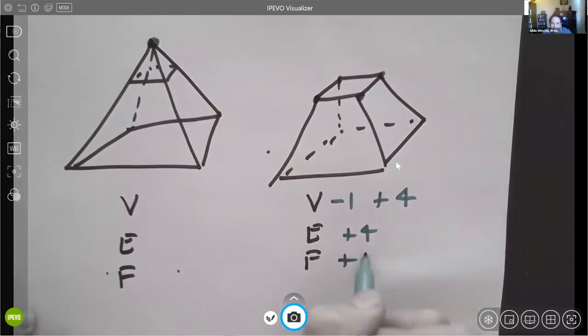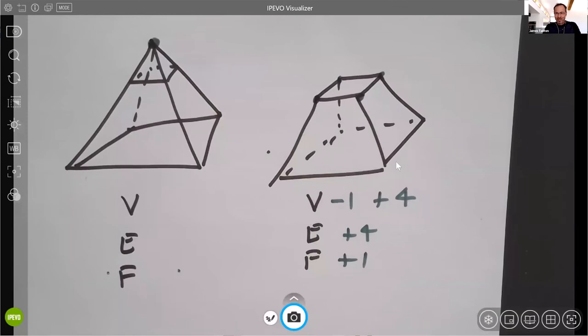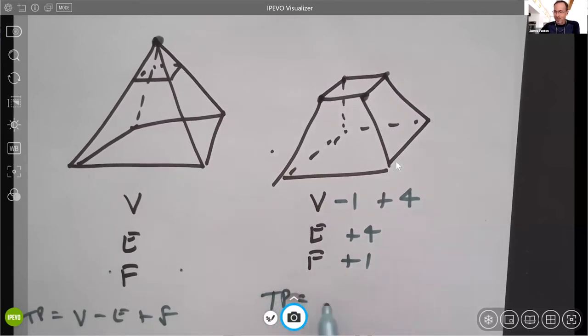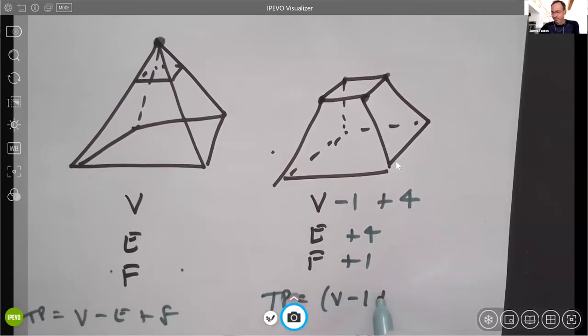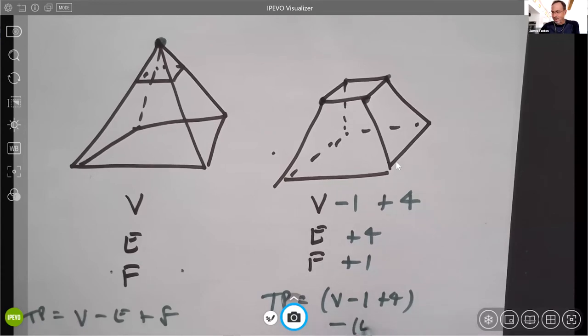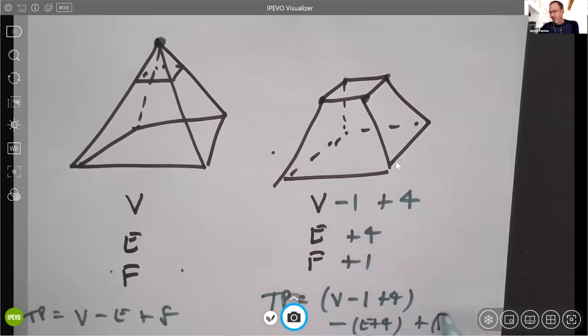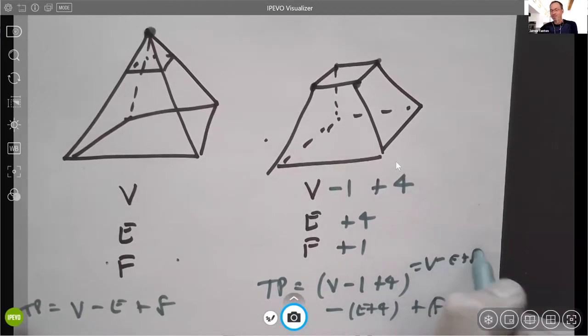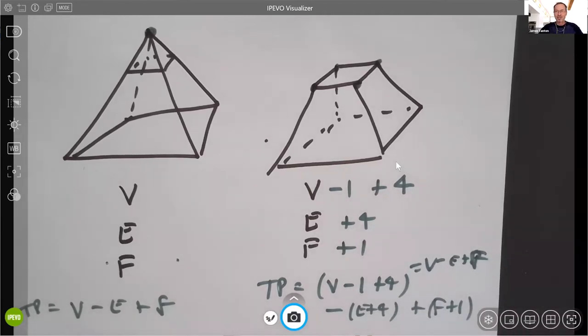Added one. You added one. And that was it, wasn't it? That's the only thing that's changed. So tell me, here I had V minus E plus F was my total pointiness. Over here, total pointiness would be my new V minus my new E plus my new F. No change. Notice, no change. V minus E plus F, no change. Shaving off that corner created no change. Shave away, nothing's going to happen to you.